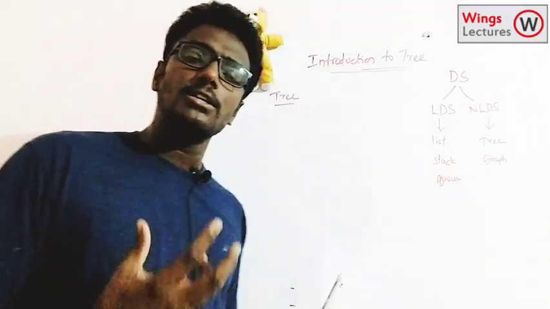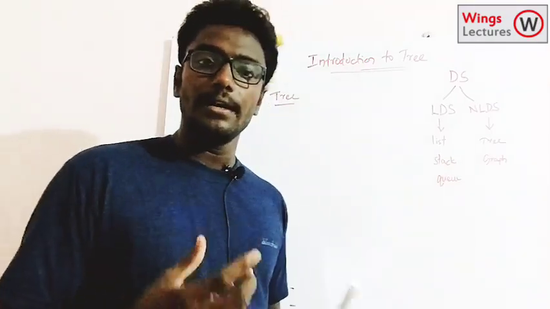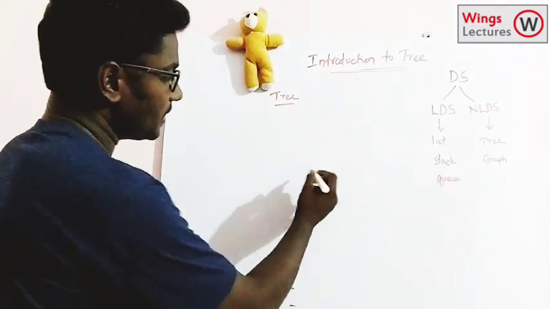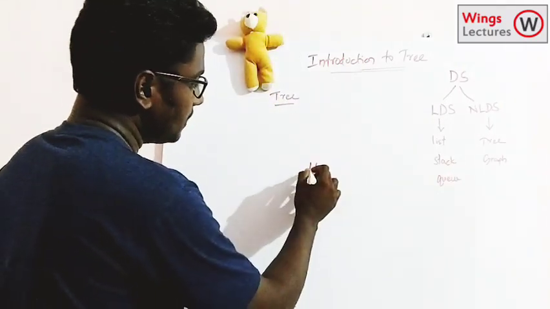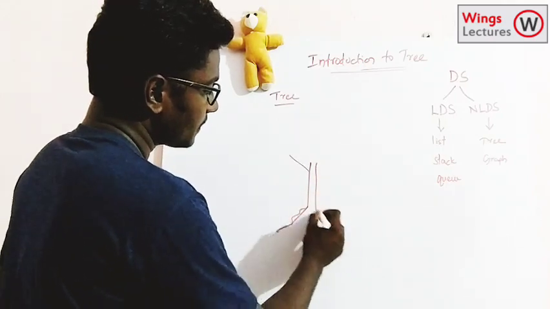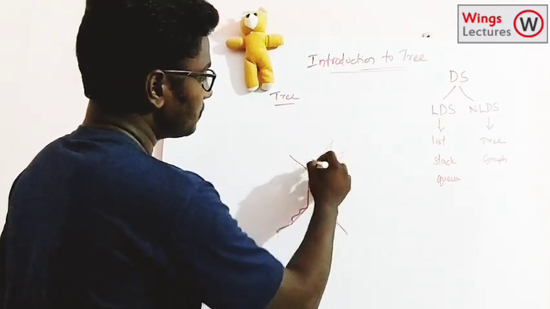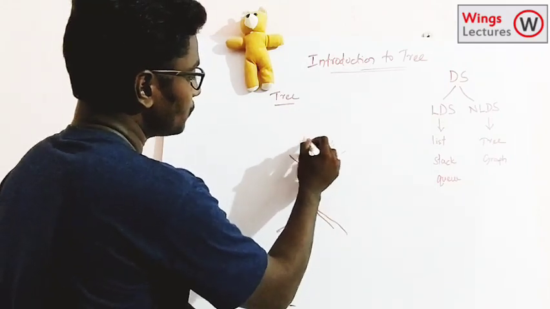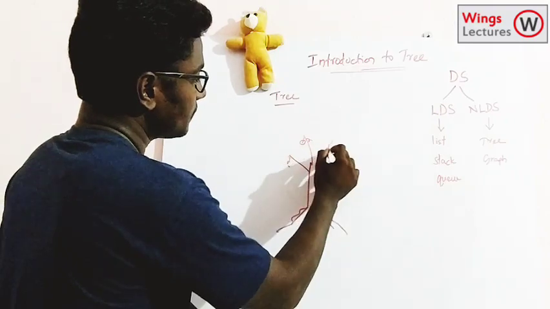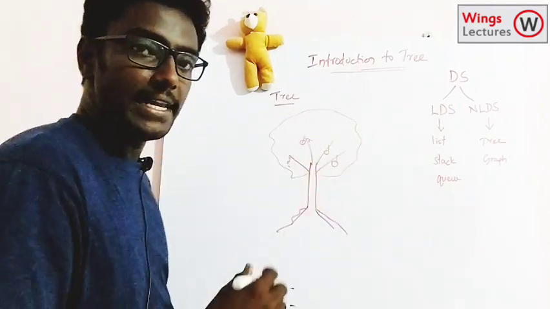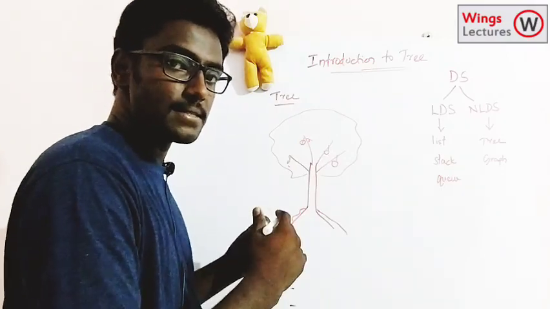What is a tree? Why are we using the term tree in data structures? We all know the structure of a tree, right? It looks like this. There will be a root like this, and then there will be some branches, and in the tree there will be some fruits, and then it will have lots of leaves within the branches, right?